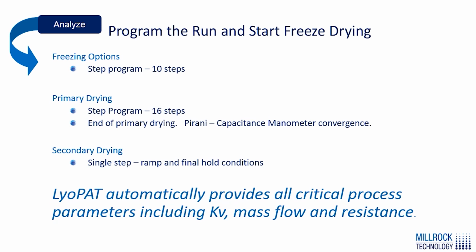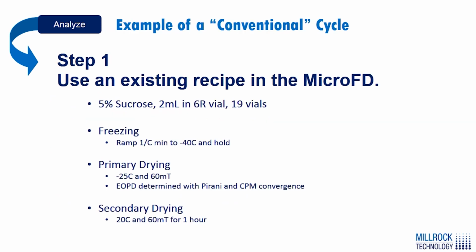And during this cycle, LyoPat automatically calculated all of our critical process parameters throughout this run, including our KV, our mass flow, and our cake resistance. The specific recipe used here was ramping at 1 C per minute to minus 40, and then drying at minus 25 C and 60 millitorr. The product used for this example was 5% sucrose, 2 milliliters in a 6R vial, and there were 19 vials used in this array.